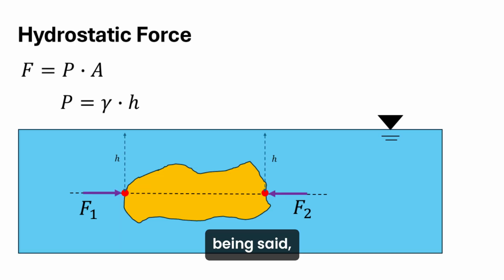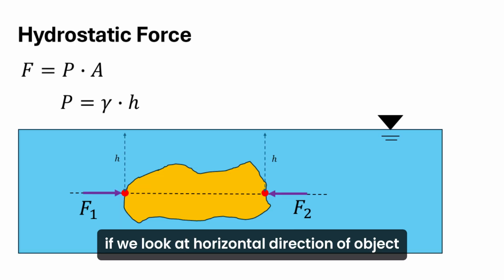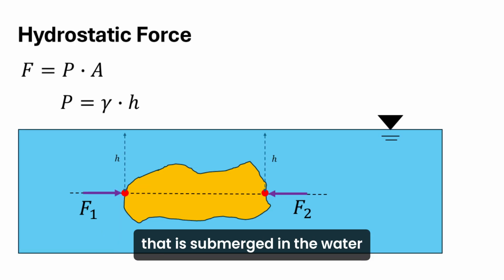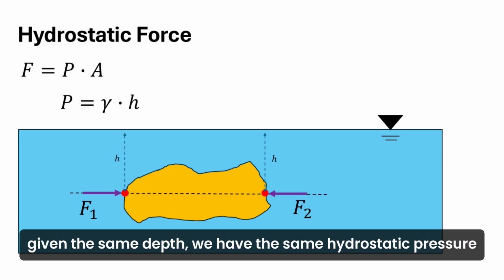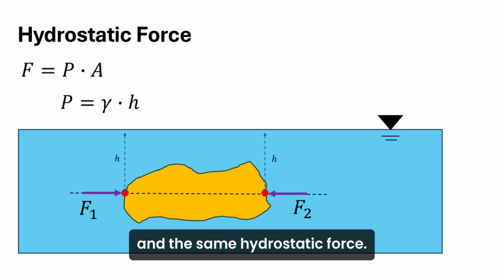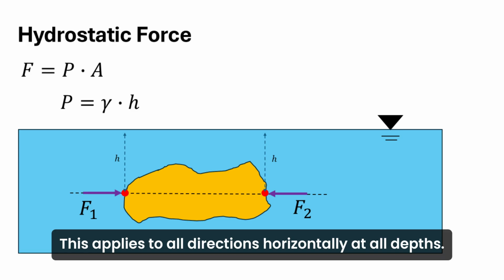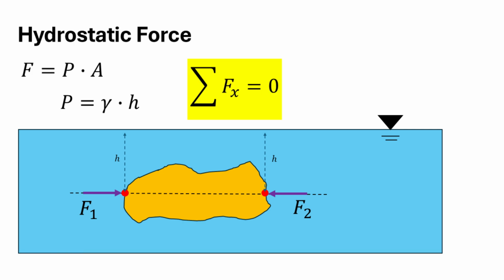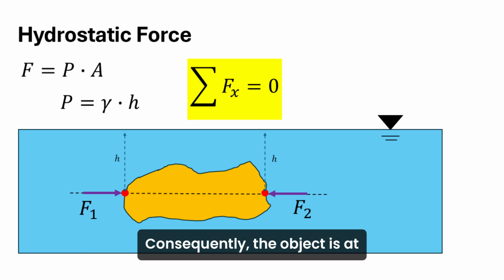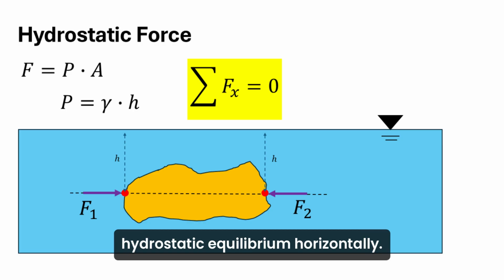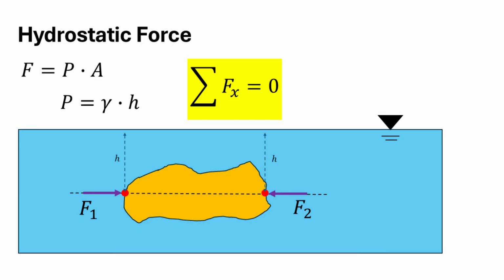That being said, if we look at the horizontal direction of an object that is submerged in the water, given the same depth, we have the same hydrostatic pressure and the same hydrostatic force. This applies to all directions horizontally, at all depths. Consequently, the object is at hydrostatic equilibrium horizontally.